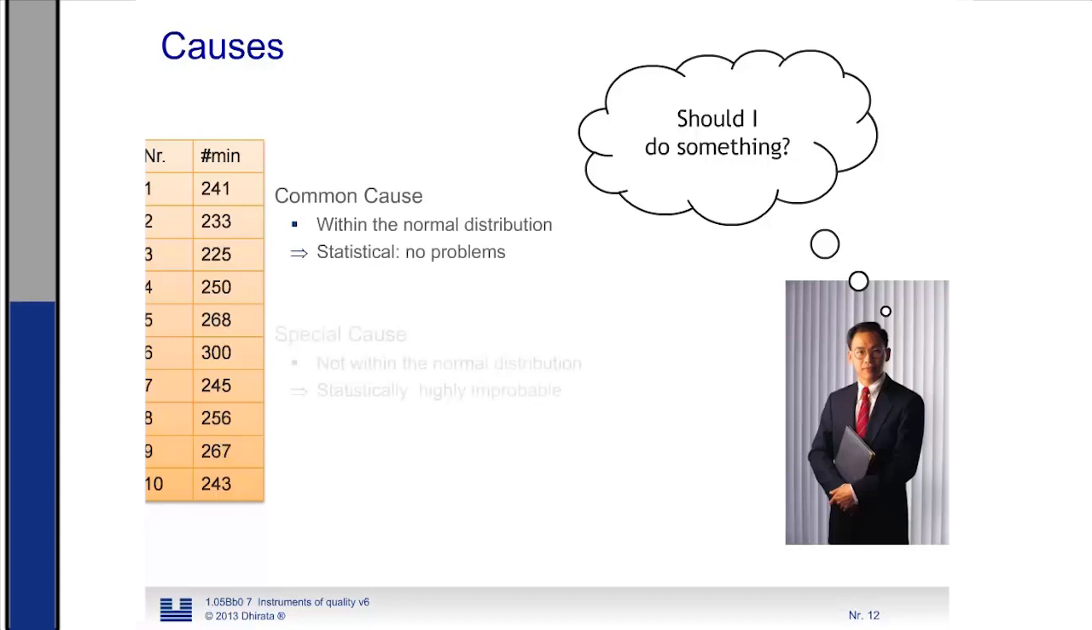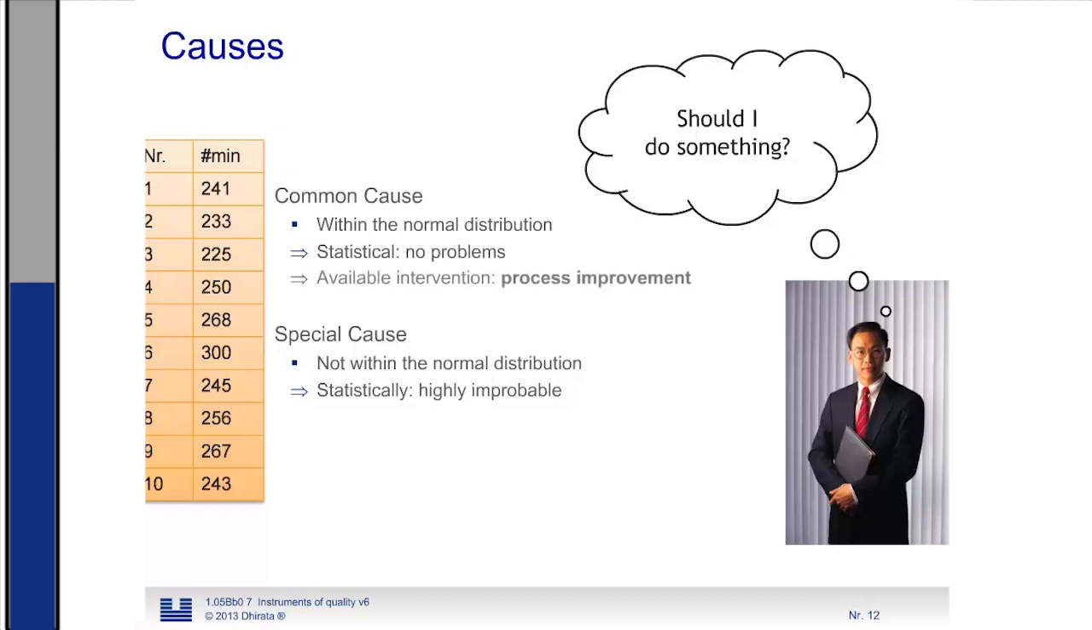It is also possible that there is a specific cause. That's when I cannot prove that these deviations are within the statistical distribution. What we are seeing in the measurements is so improbable that there must be a problem. Statistically, there is something wrong, so we have to look for the cause of it. When we have a common cause, if it is a coincidence, the only intervention is to perfect the process. When there is a special cause, we need to look for the problem, to find the cause, and to solve the cause.